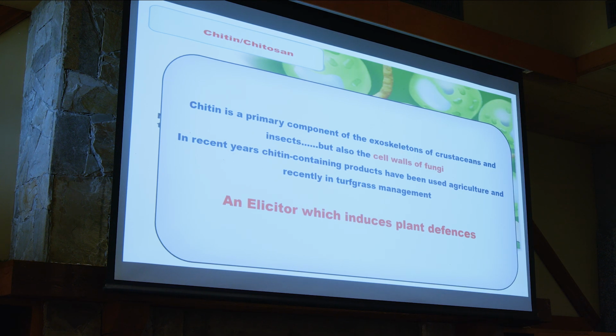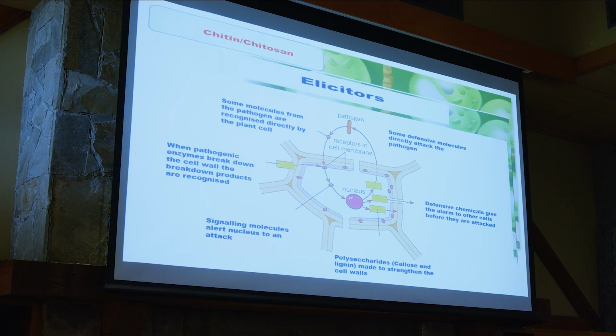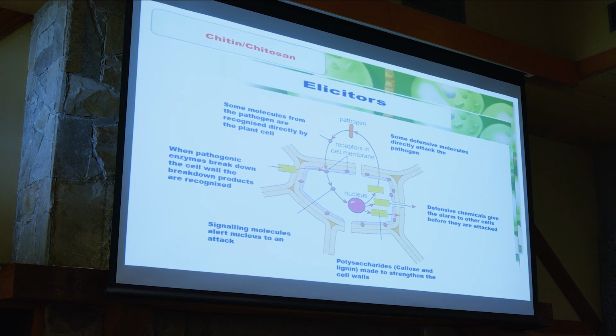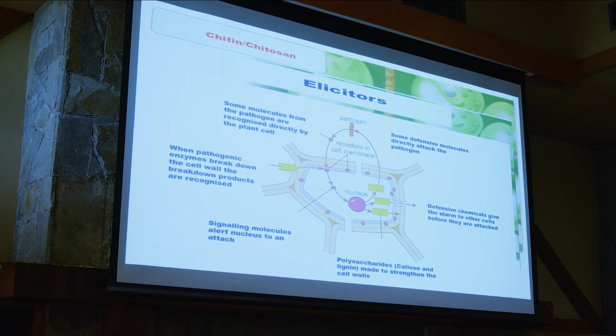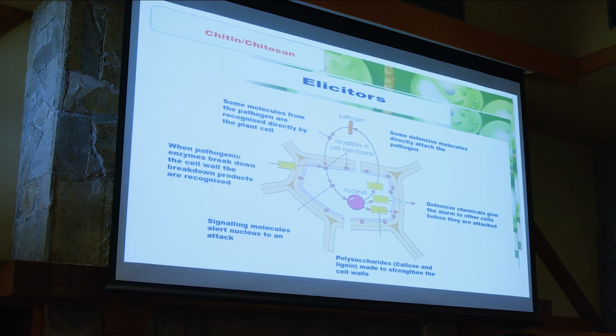Well, fungal cell walls are made up mostly of chitin. And by applying products with chitin in it, you're sort of tricking the plant into thinking it's been infected. So it acts as an elicitor. So you apply it, it's picked up by the plant, and it kickstarts these responses. That's the theory. Quite successful in agriculture.